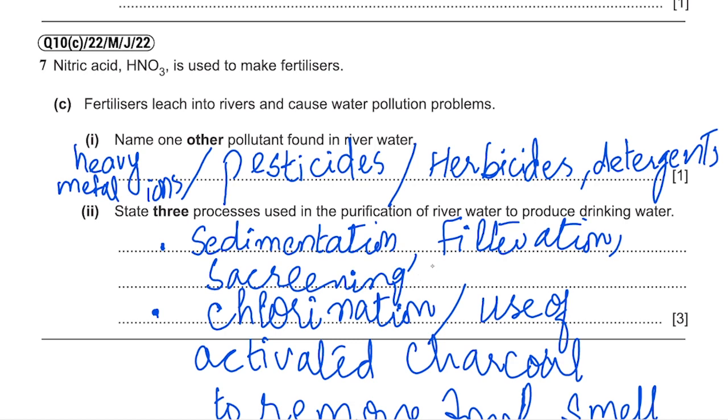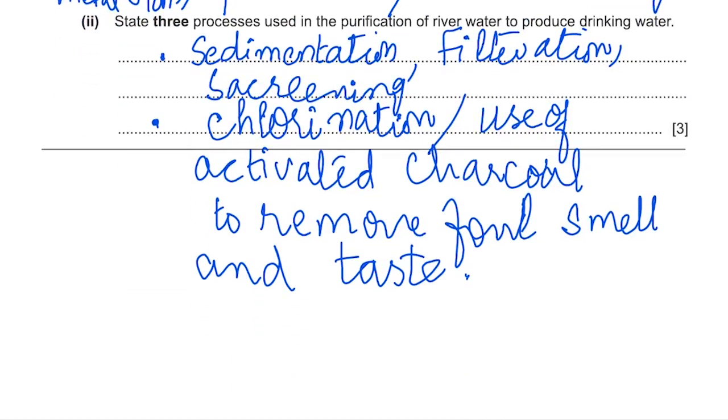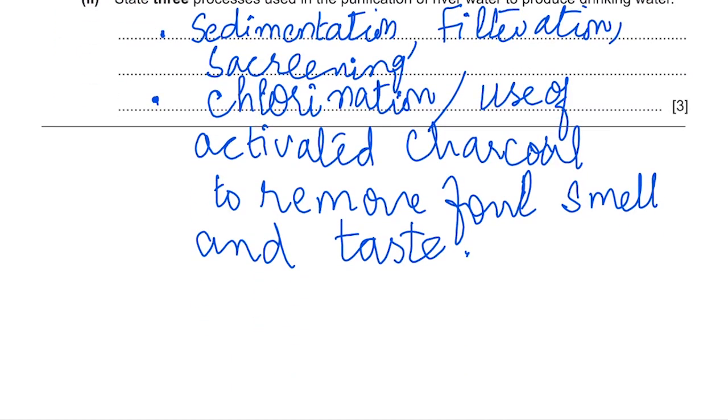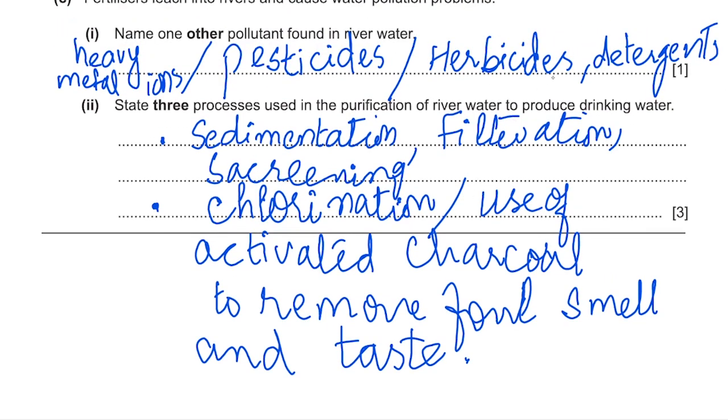I already have talked to you about these steps from the syllabus 5070. The same syllabus is with the 0620 IGCSE. Chlorination, use of activated charcoal to remove foul smell and taste. So carbon or charcoal is used to remove the foul smell and to get the better taste of water. So this is the end of this lecture.